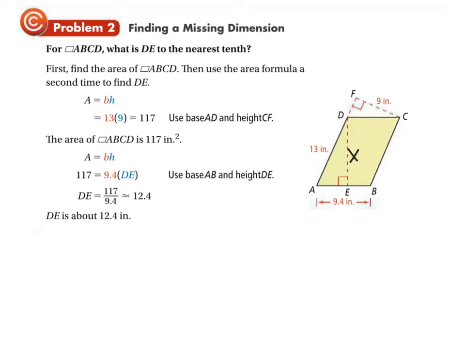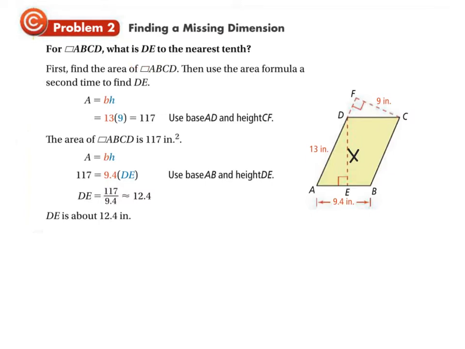If we knew what it equaled, then we could solve for x, but how would we figure that out? Well, they gave us other measurements here. Check it out. Just reading along here. Okay, first find the area of this parallelogram ABCD. How do we do that?